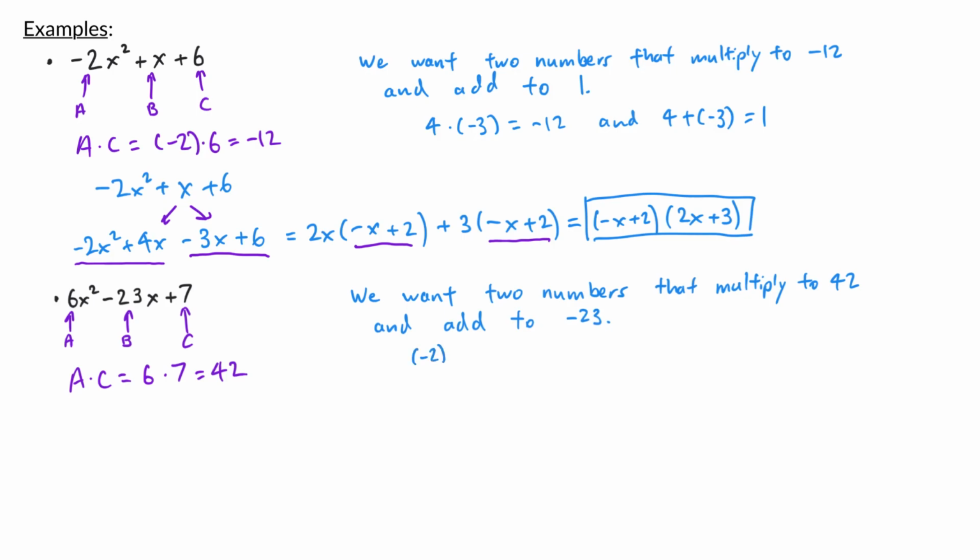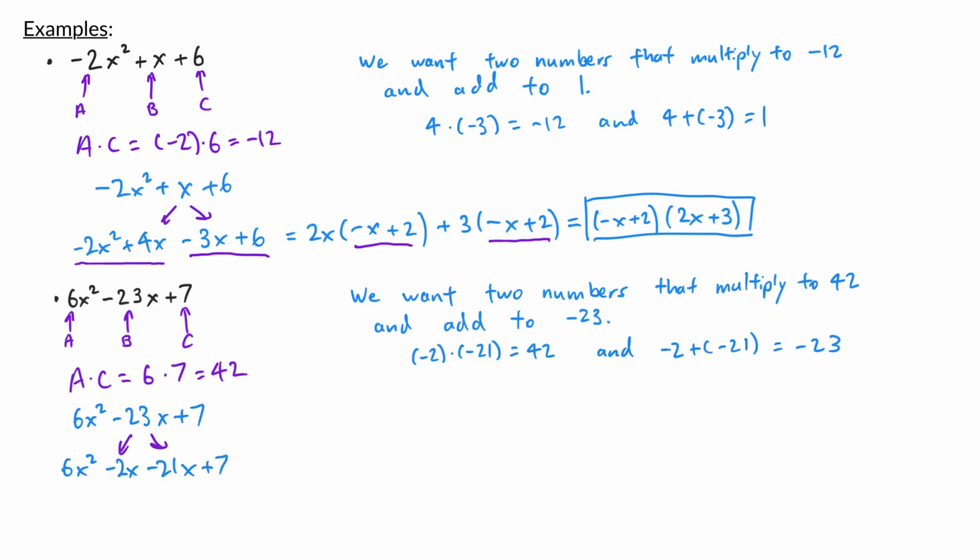Notice that negative 2 times negative 21 give us positive 42, and negative 2 plus negative 21 give us negative 23. So the two numbers, alpha and beta, that we'll use are negative 2 and negative 21. In step 2, we'll take our quadratic 6x squared minus 23x plus 7 and replace the negative 23 with negative 2 and negative 21. So negative 23x can be written as minus 2x minus 21x. So overall, our quadratic is 6x squared minus 2x minus 21x plus 7.